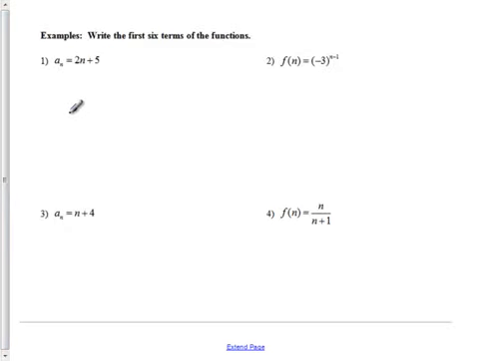The first step is that we want to find the first 6 terms. So all we're going to do is plug in n equals 1 through 6. Right now, a1 means we need to find the first term. A2 means the second term. A3 means the third. A4, A5, and A6. Whatever the little n is, we plug that into the equation as n. So in the first one, we'll do 2 times 1 plus 5.